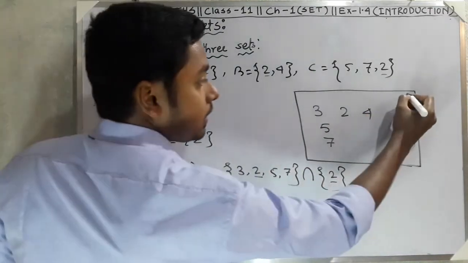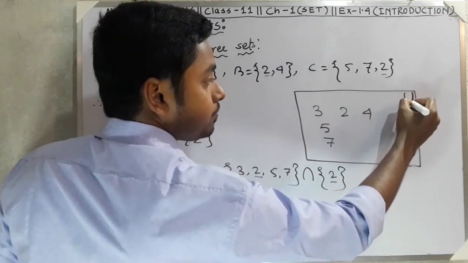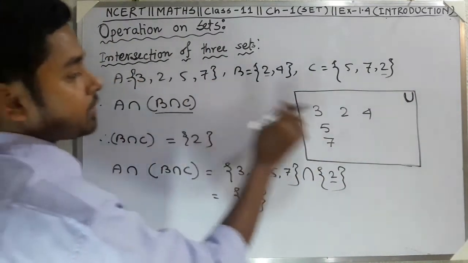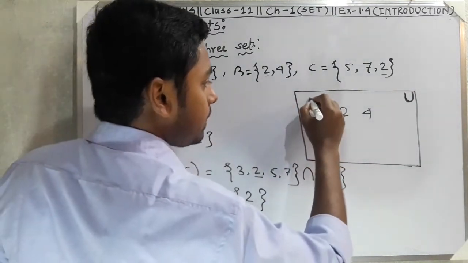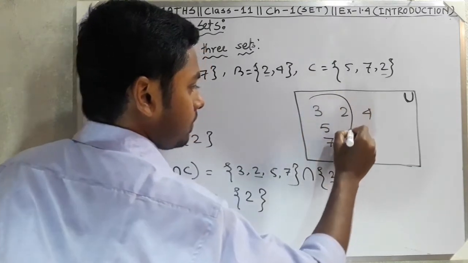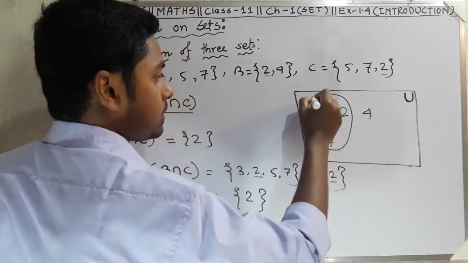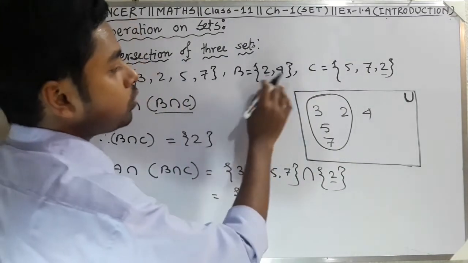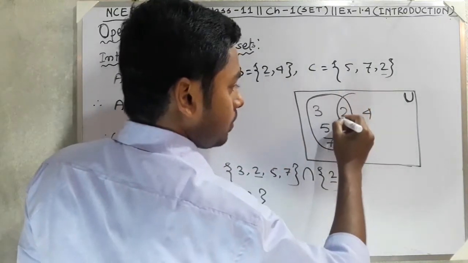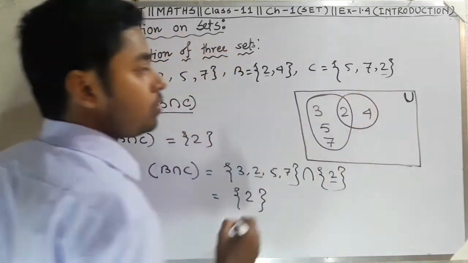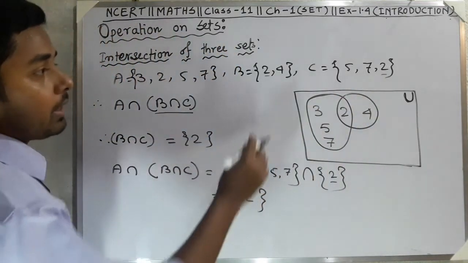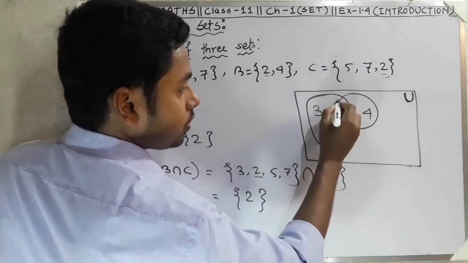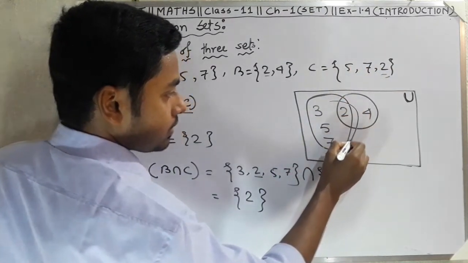First of all, this one is the universal set. Now the first set is 3 2 5 7, so we can write this one is set A. Now the second set is what? 2 and 4. And the third set is what? Set C is equals to 5 7 2. So like this.